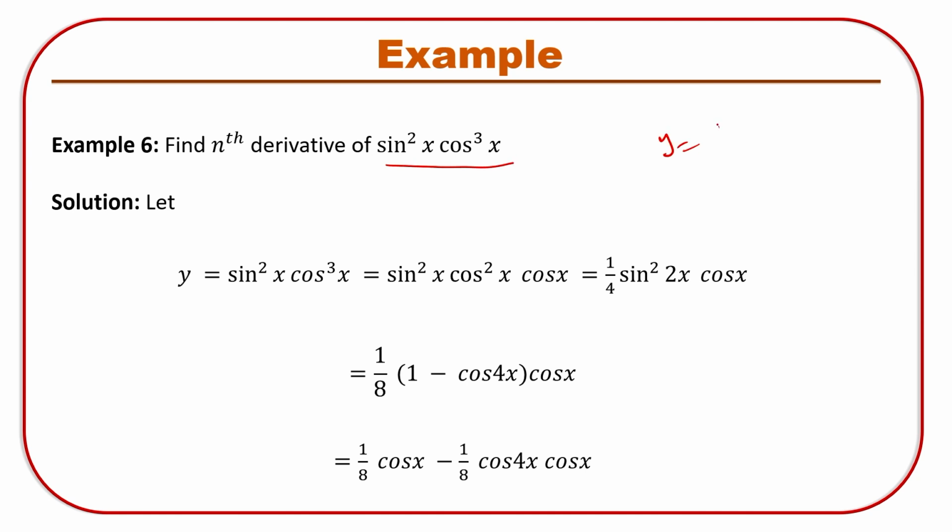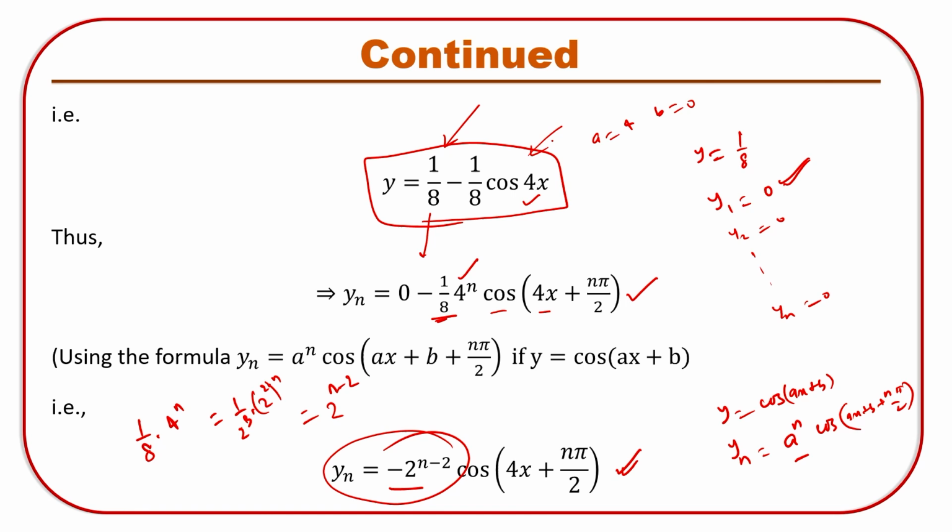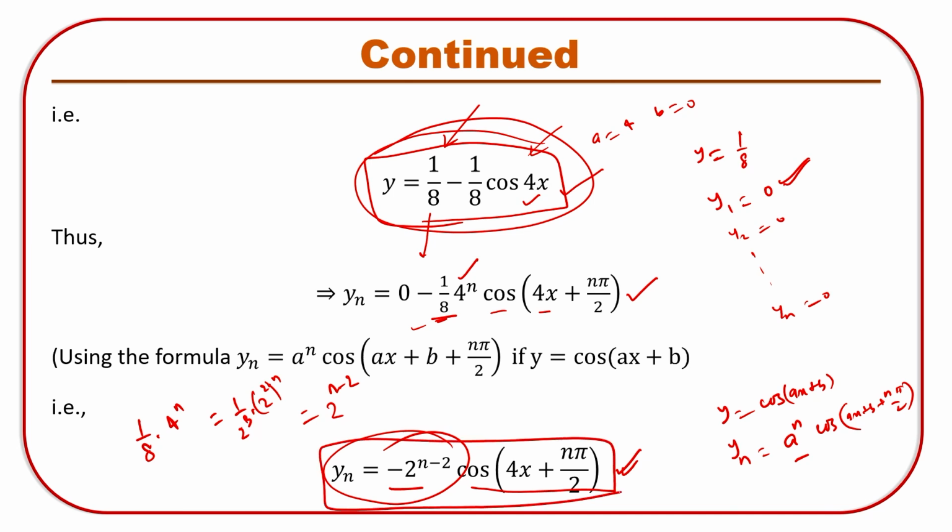Initially, we had seen sin square x into cos square x, right? And what was the answer? If you remember, the first problem here was sin square x into cos square x. We had converted this problem into a single function, or addition or subtraction of trigonometrical functions, that is 1 by 8 minus 1 by 8 cos 4x, and the answer becomes minus of 2n minus 2 cos of 4x plus n pi by 2, right.